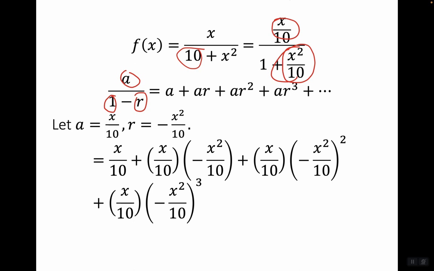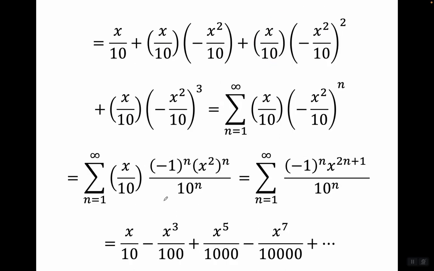Great. So that means that this function, x over 10 all over 1 plus x squared over 10, is going to be a plus ar plus ar squared plus ar cubed. It'll be x over 10 plus x over 10 times r, which is negative x squared over 10, plus x over 10 times negative x squared over 10 squared, plus x over 10 times negative x squared over 10 cubed. Wow, this is getting complicated. But I'm okay with that as an answer.